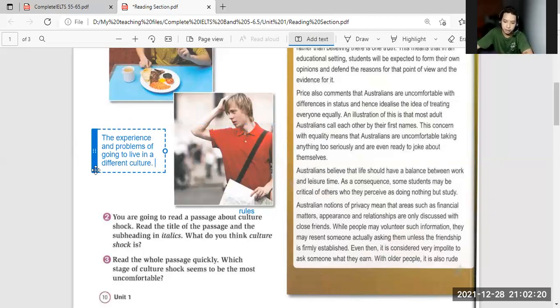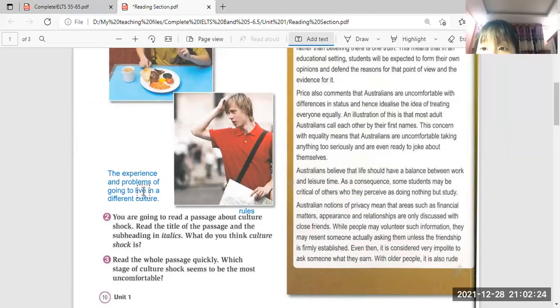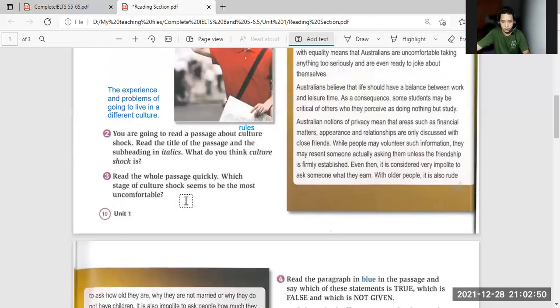Can you read that? There's experience and problems of going to live in a different culture. Okay, very good. So culture shock is the experience and problems of going to live in a different culture. So when you are going to different places, of course, they will have different culture, and that is the experience. And sometimes it becomes a problem as well when you are going to live in a different culture. Very good.